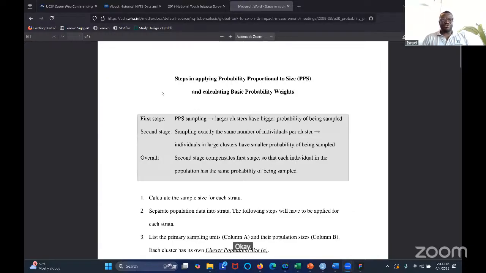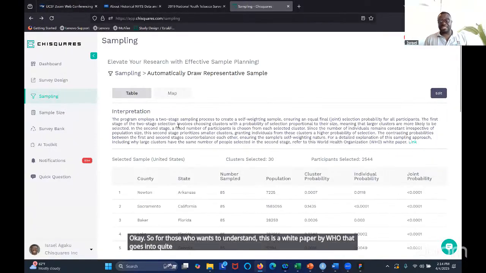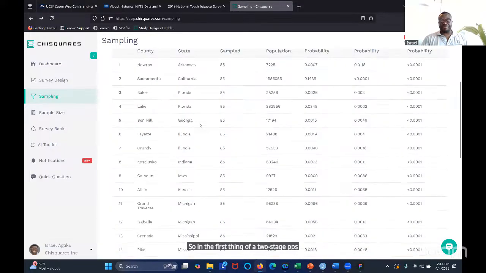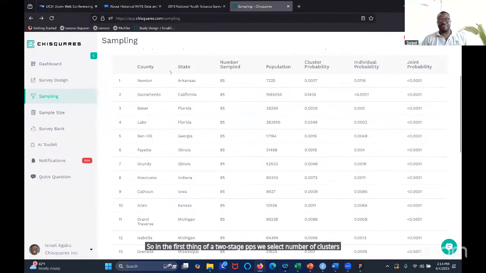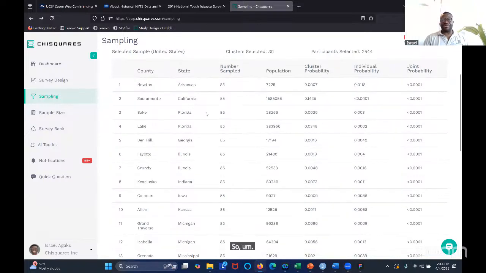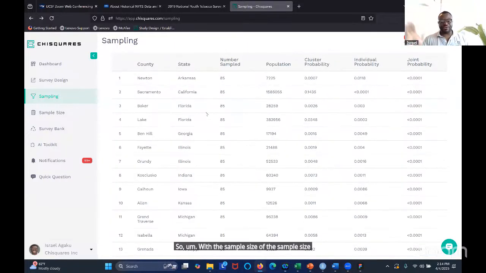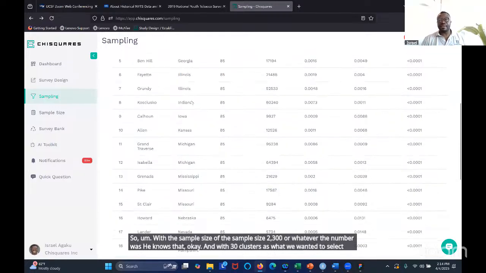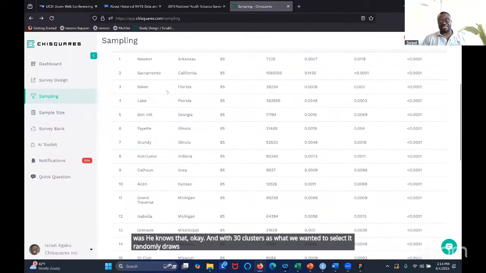So for those of us who want to understand, this is a white paper by WHO that goes into quite interesting depths on 2-stage PPS. In the first stage of a 2-stage PPS, we select a number of clusters proportional to size, right? In this case, we want to select a random sample of the entire United States. So with a sample size of 2,300 or whatever the number was, and with 30 clusters as what we wanted to select, it randomly draws clusters from the United States.